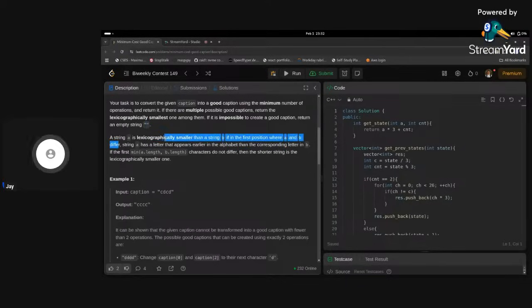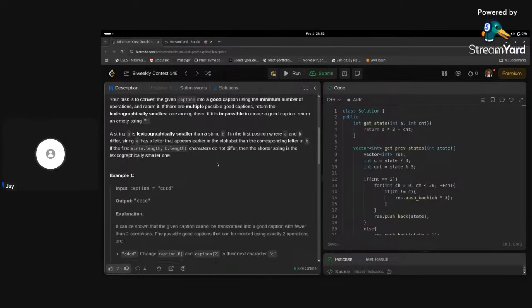And this was the definition of a lexicographically smaller string. Basically, at the first place where the two strings differ, whichever string has the smaller character is lexicographically smaller.